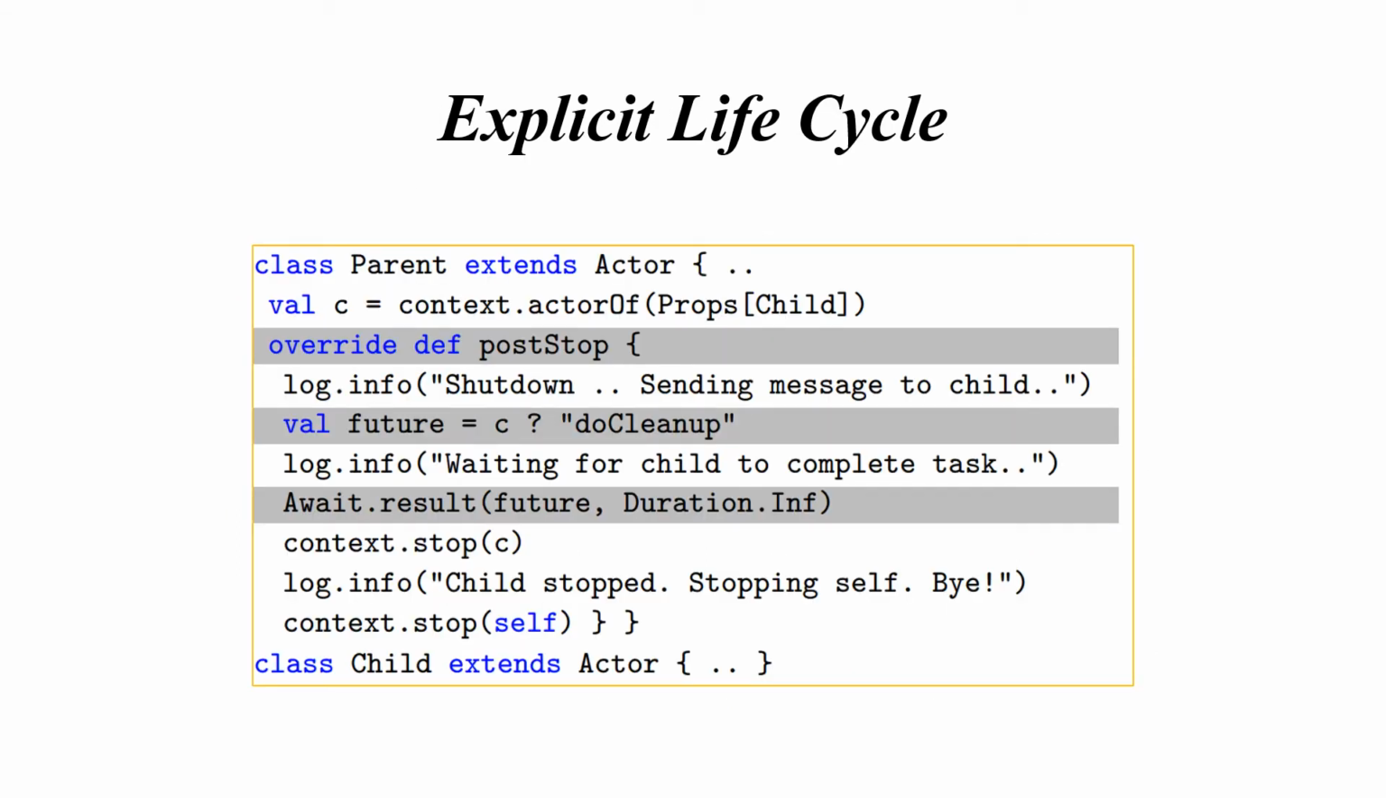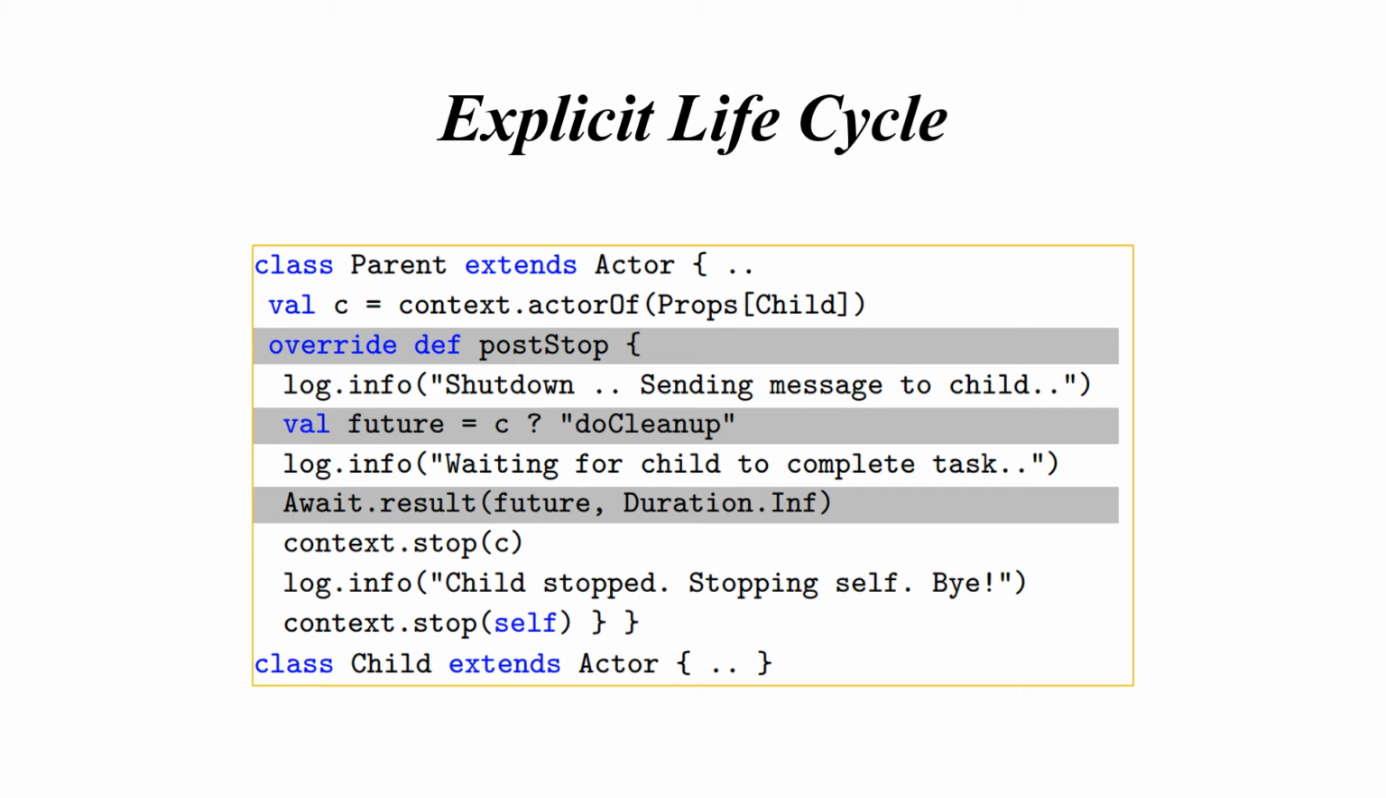To illustrate, this code shows a buggy actor program with an explicit lifecycle management root cause. The code declares the actor parent and the actor child. In parent, the developer intends to send the message do cleanup to the child C, wait for its cleanup, and then stop and terminate C and itself. In Akka, the operator question mark sends a message with a future result that can be waited on. Post stop is invoked by Akka when an actor terminates.